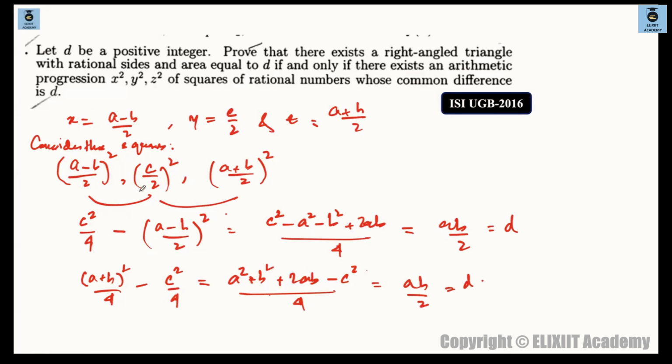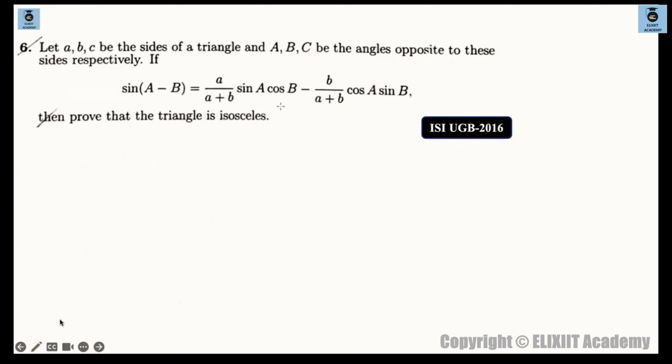So all of these have a common difference of d. Hence we have proved that this is an AP of squares of rational numbers with common difference d. So we are done, this is what we had to prove. Next question, let's move on to the next question.